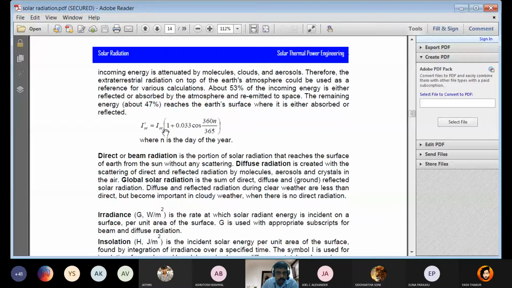So this ISC dash accounts for the variation of the ISC with respect to the day. There is variation of the solar constant on different times of the year, and this equation accounts for that. ISC dash is equal to ISC into 1 plus 0.033 cos 360 n by 365, where n is the day of the year.